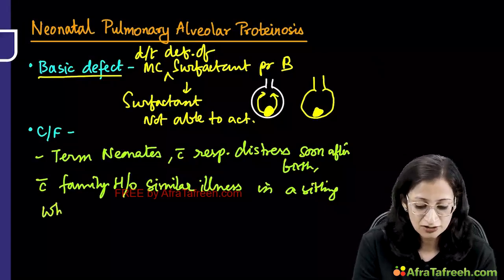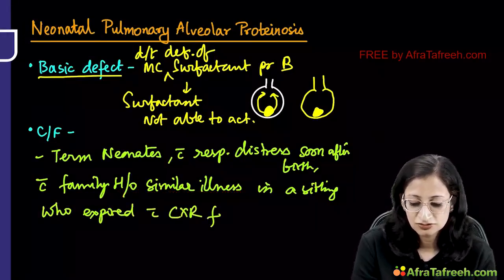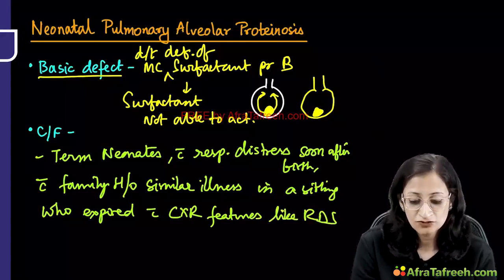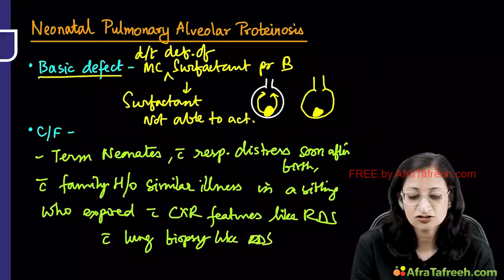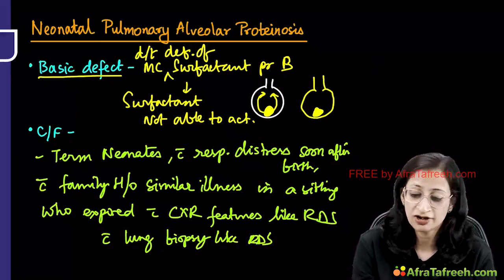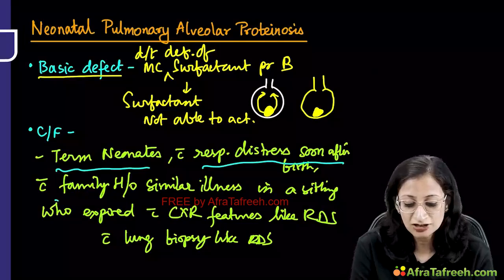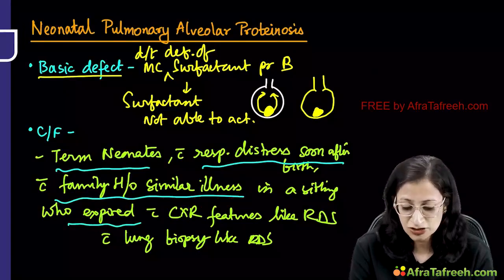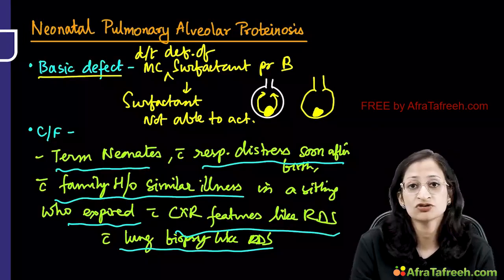So term neonate with respiratory distress soon after birth with family history of similar illness in a sibling who expired, with chest X-ray features like RDS, that means ground glass haziness of lungs and all, with lung biopsy findings similar to RDS, that means eosinophilic hyaline appearance. So this is a scenario where your diagnosis is going to be neonatal pulmonary alveolar proteinosis, right? So points favoring the diagnosis: term neonate, respiratory distress soon after birth, family history of similar illness in a sibling who expired. So this is a fatal condition. Chest X-ray features similar to RDS, lung biopsy features similar to RDS. So that is how the neonatal pulmonary alveolar proteinosis is going to typically present.